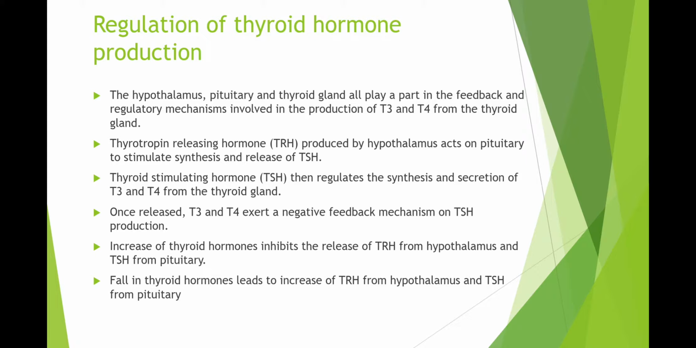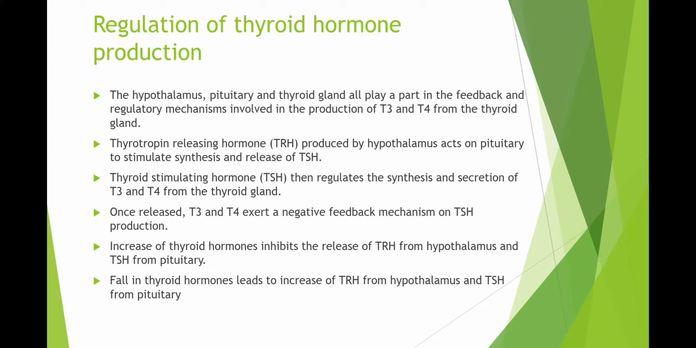Then we'll see the regulation of thyroid hormone production. The hypothalamus, pituitary and thyroid gland all play a part in the feedback and regulatory mechanisms involved in the production of T3 and T4 from the thyroid gland. Thyrotropin releasing hormone, that is TRH, produced by hypothalamus, acts on the pituitary to stimulate synthesis and release of TSH, that is the thyroid stimulating hormone. This TSH then regulates the synthesis and secretion of T3 and T4 from the thyroid gland.